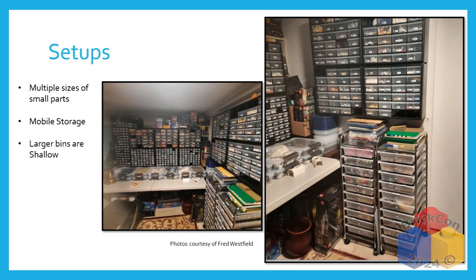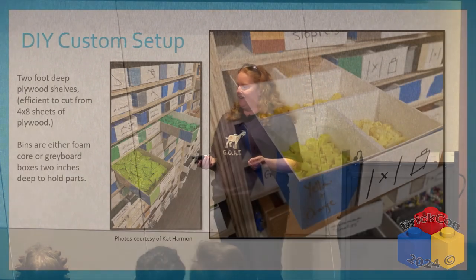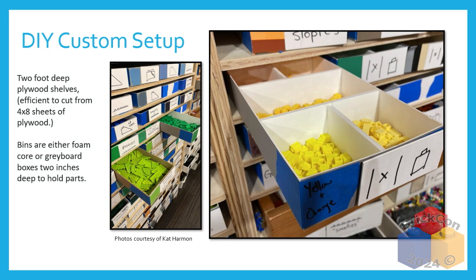So this was another photo that I got courtesy of Fred Westfield. What I liked was multiple sizes of small part bins. He had mobile storage, and large bins are all shallow. I don't know about you, but shallow is best, yes? Okay. This was one of my favorite systems I saw, and this is courtesy of Kat Harmon.